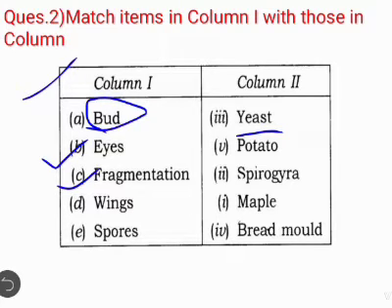Third one is fragmentation. Fragmentation occurs in Spirogyra or algae. Spirogyra can reproduce only by fragmentation. Wings are related to maple. We just studied this in seed dispersal. And spores are related to bread mold or fungus, which reproduces with the help of spore formation. So this is the correct answer.